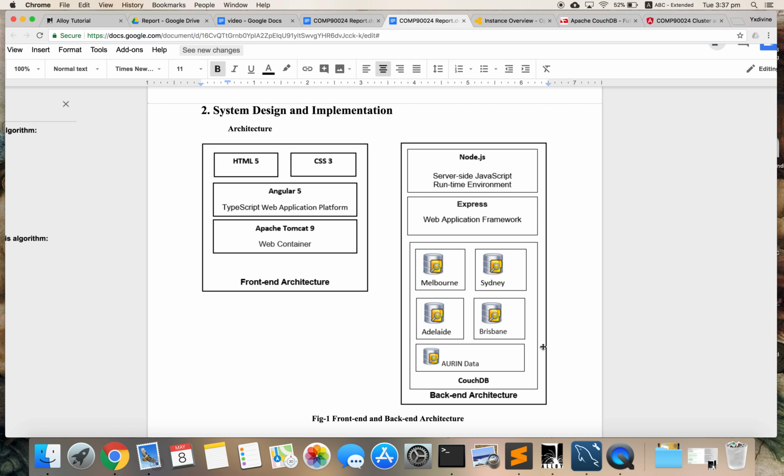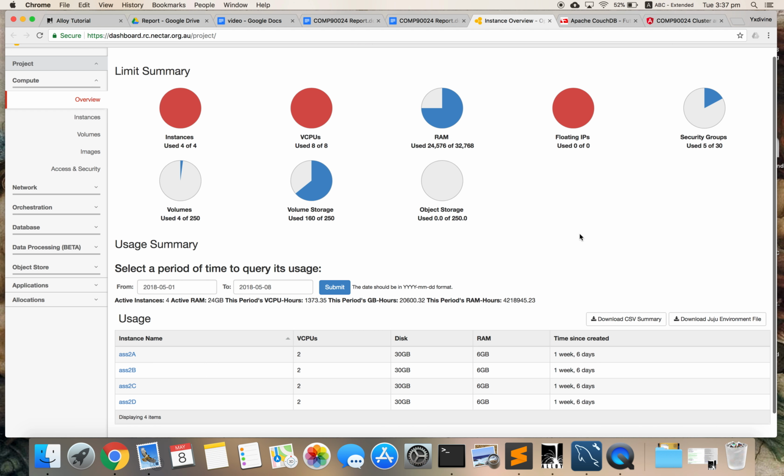The database used in this project is CouchDB, which is distributed and clustered on the 4 instances. The project is developed and deployed on the Nectar Research Cloud. This page shows all the instances used in the project. The 4 instances each has a database to collect and store tweets from one city in Australia. The data is gathered and analyzed mainly on instance A.